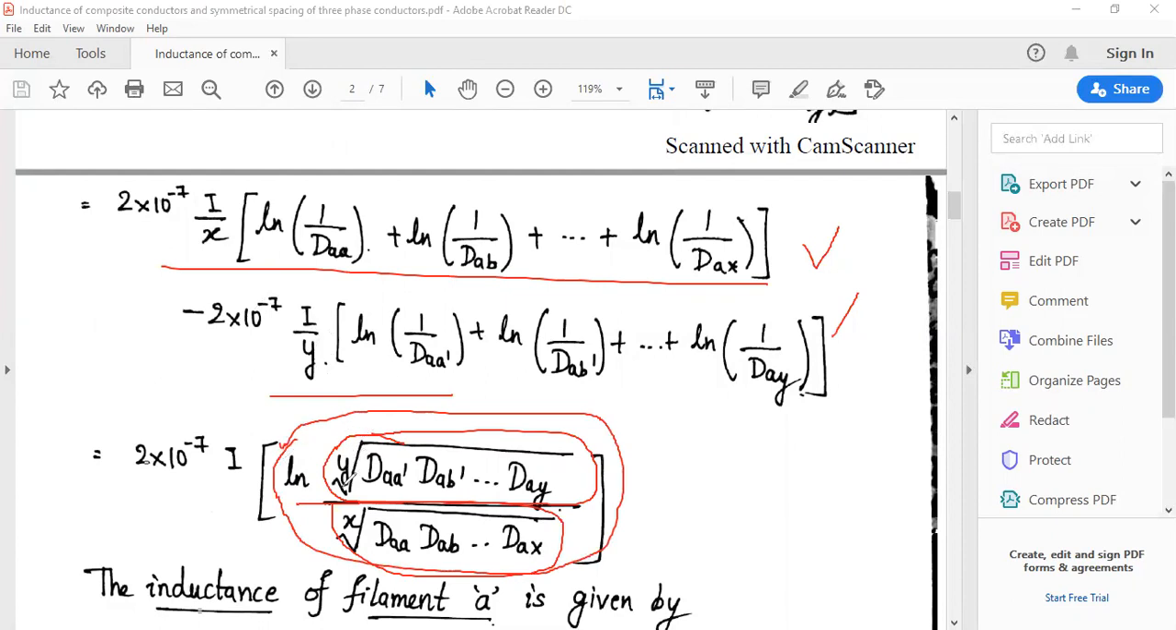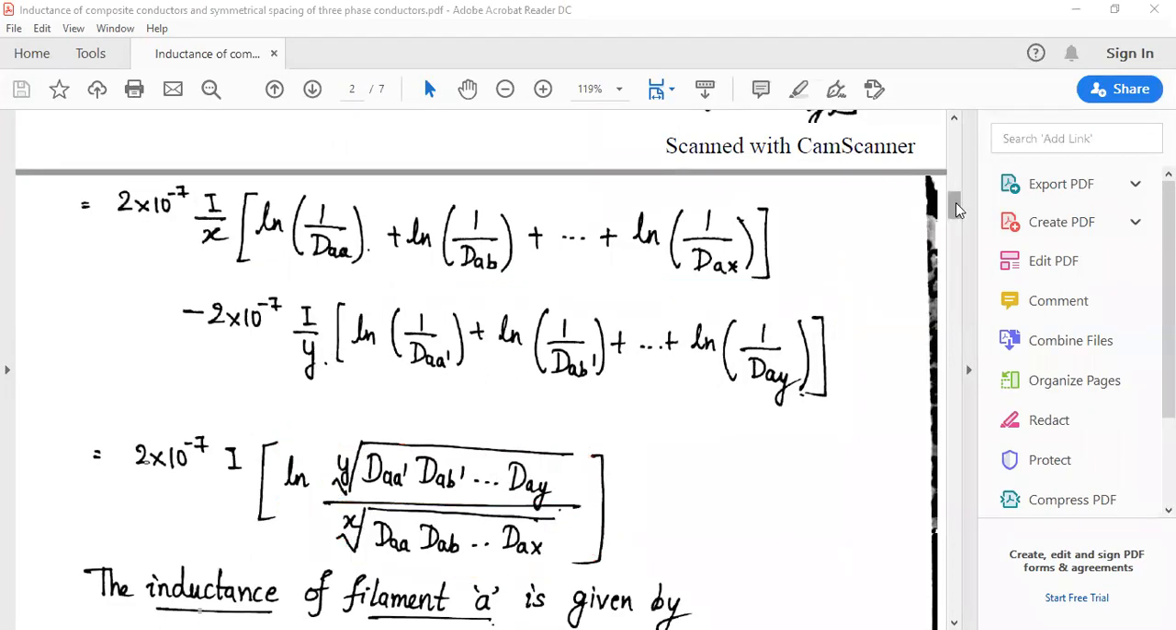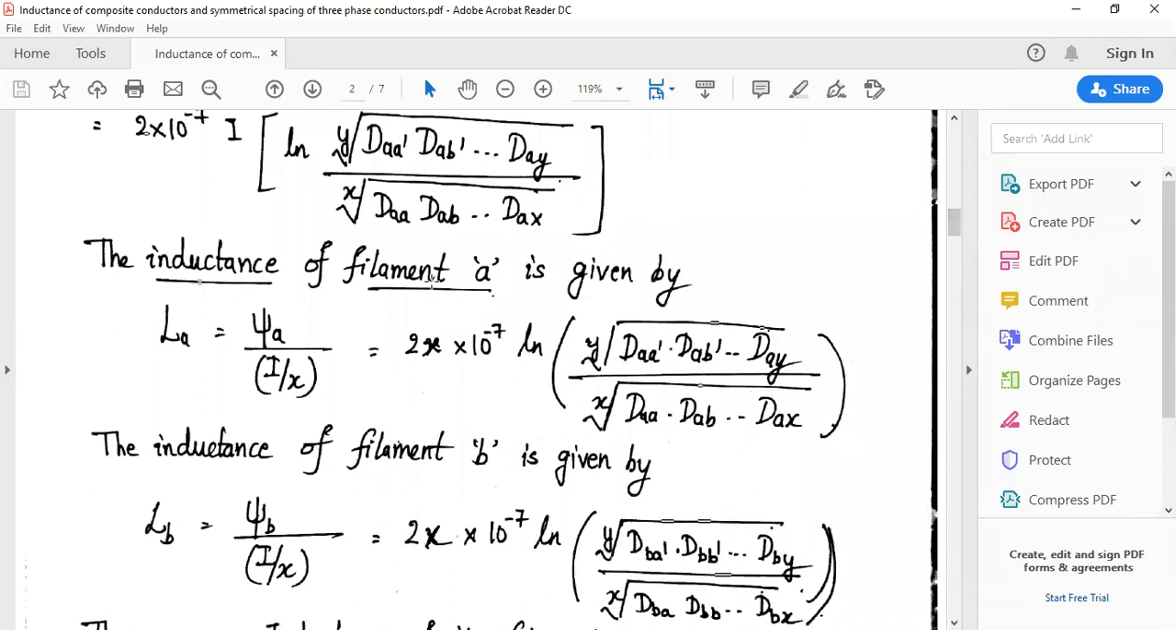So how did I write root y, that is under d a dash ab dash and till ay, and similarly till daa, dab and dax. Now I want the inductance to be analyzed, that is for the parallel filament A. So how do I write it? I know the flux linkage and the current relation that is present there for filament A. So for filament A in conductor P alone, LA is given as phi A divided by I by X. So it is not I alone, it is I by X.